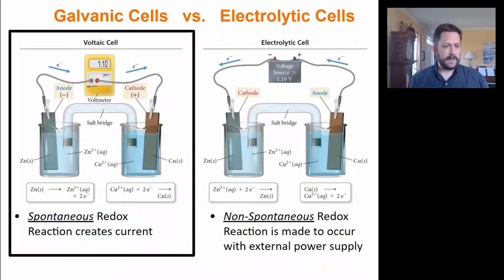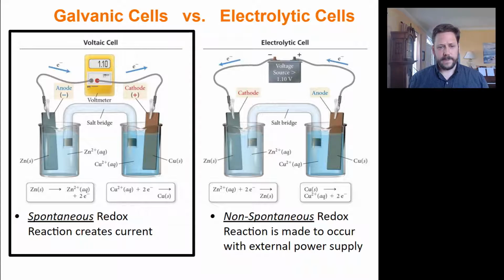So a battery is a galvanic cell or a voltaic cell that can be used to do useful work. So the reaction that occurs is spontaneous. It generates a current, causing electrons to flow, and the flow of those electrons can operate a device like make a light bulb glow, or in this case just turn the voltmeter reading to 1.1 volts like you can see.